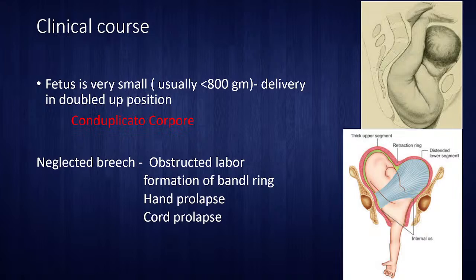In neglected transverse lie, neglected means presentation is there and no intervention has been done. So in that case, obstructed labor will occur, Bandl's ring formation will occur. The retraction ring will form, hand prolapse can occur and cord prolapse can occur. So in that case, it will be very difficult to deliver the baby even by cesarean section. So always, don't leave the patient as such. You have to intervene appropriately.